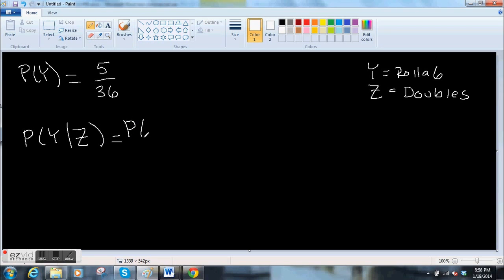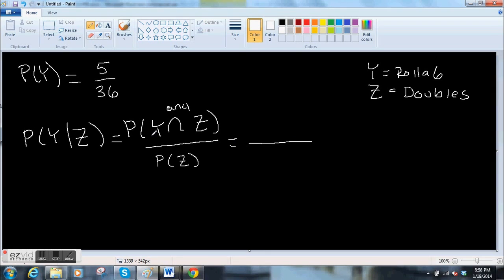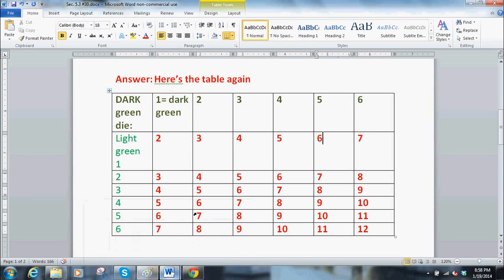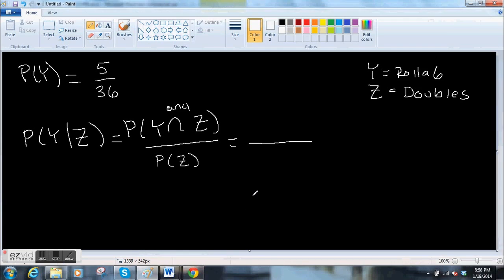That's the probability of Y and Z, all divided by the probability of Z. So we're going to do each one of these separately. What's the probability of Y and Z? That's rolling a 6 and getting doubles. Again, look at our little table. Rolling a 6 and doubles. Well, there's only one way to do that. It's right there, as you can imagine. You have to get 2 3s in order to get a 6 and doubles. So there's only one way out of the 36 that you can get a 6 and doubles.